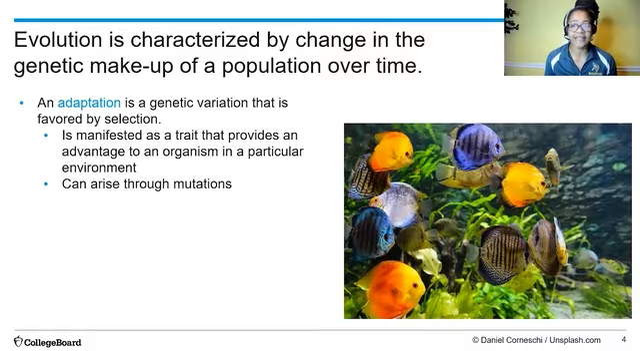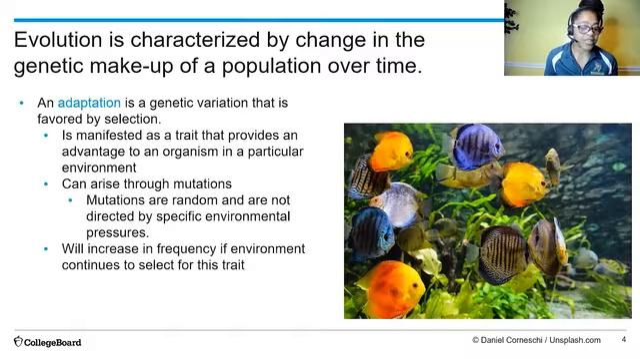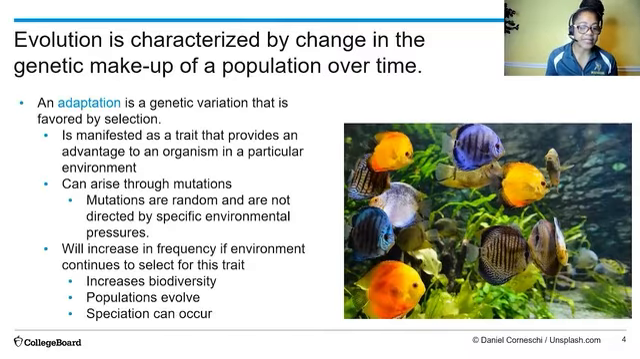It's important for us to understand that adaptations are not on purpose. They are mutations, and mutations are random changes in the genetic makeup of an individual that could result in different traits or the different expression of traits. These mutations can persist if there is a specific environmental condition favoring that mutation. It will increase in frequency in the environment as long as the trait is being selected for.